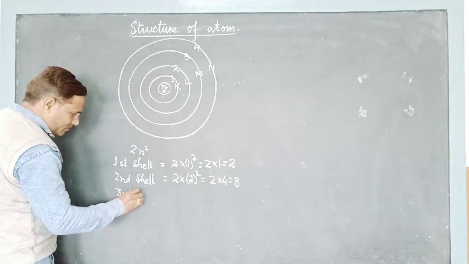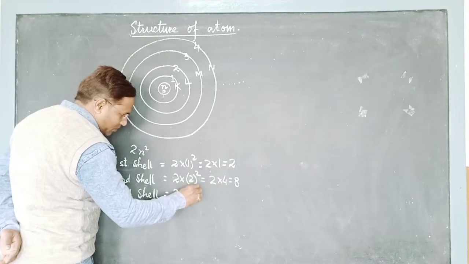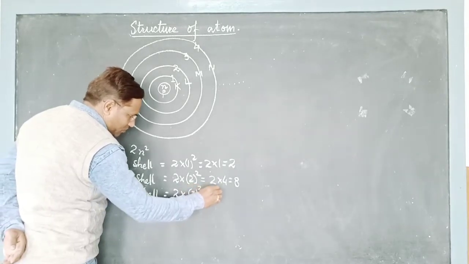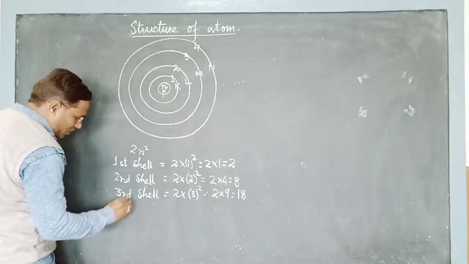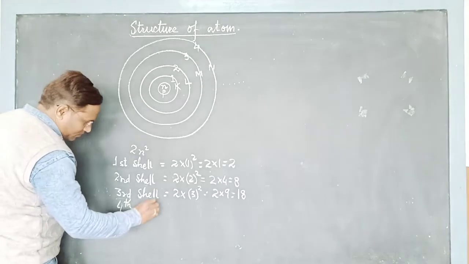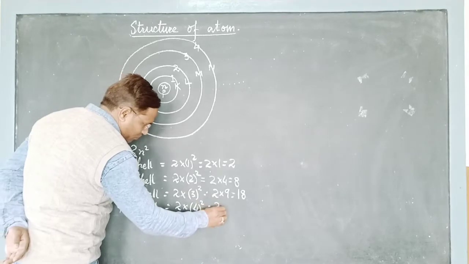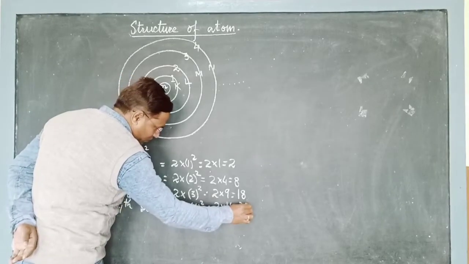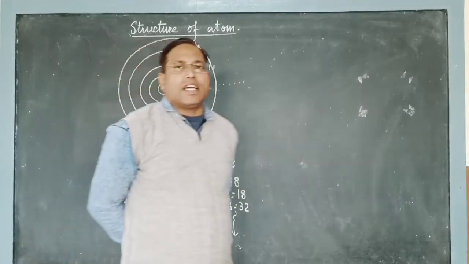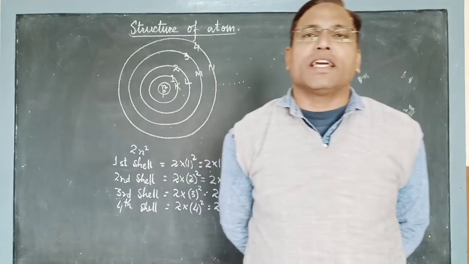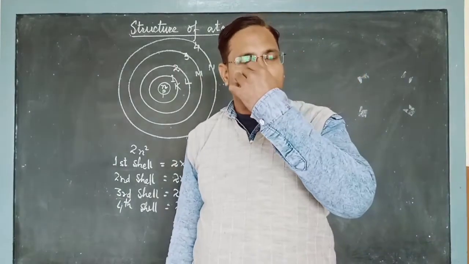Third shell: we have 2 into 3 squared because it is shell number 3. So 2 into 9 is 18. Fourth shell: 2 into 4 to the power 2, so 2 into 16 is equal to 32, and so on. In this way we are able to know how many electrons can accommodate in shell number 1, 2, 3, 4, 5, 6, 7 and so on.